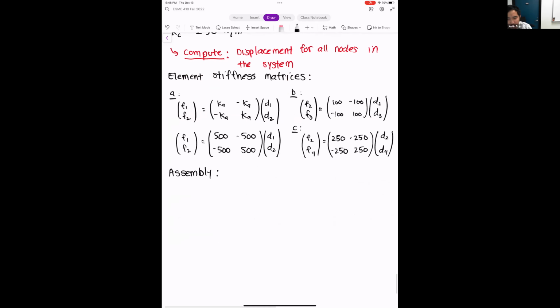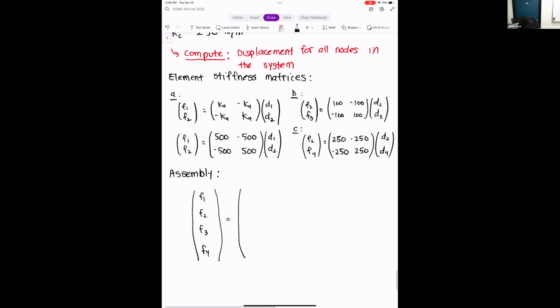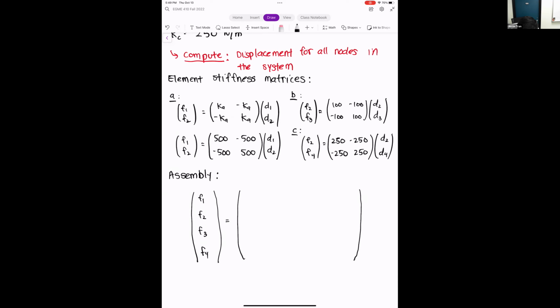So remember, for assembly, we want to put all of these into a single big linear system. We have four nodes overall, and so our global linear system here is going to have 4 rows and 4 columns. On the left here, we're going to have F1, F2, F3, F4 equal to a big matrix times D1, D2, D3, D4.